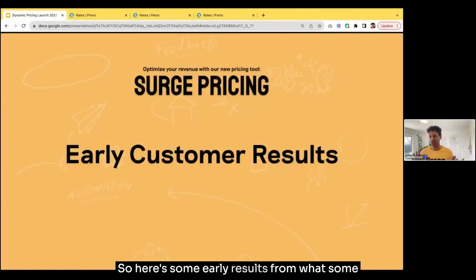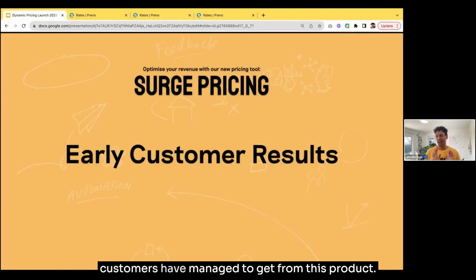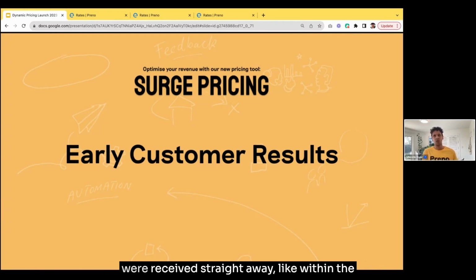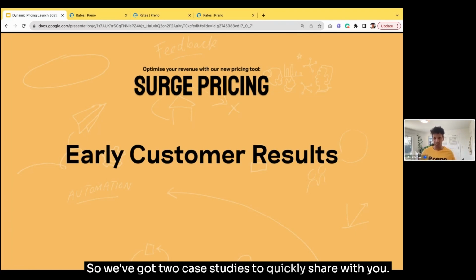Here are some early results from what some customers have managed to get from this product. The thing that absolutely blows my mind is that these results were received straight away, within the first 2 weeks, because I thought, definitely with surge pricing, the longer you use it, the more valuable it gets. But seeing it start adjusting people's prices straight away was amazing. So we've got 2 case studies to quickly share with you.